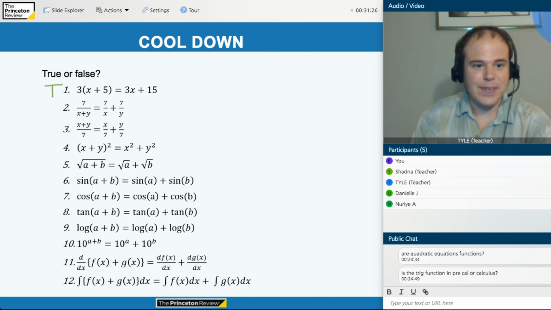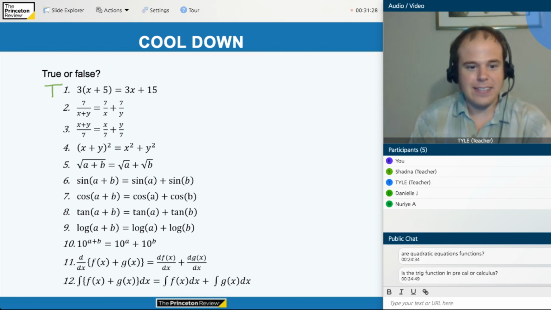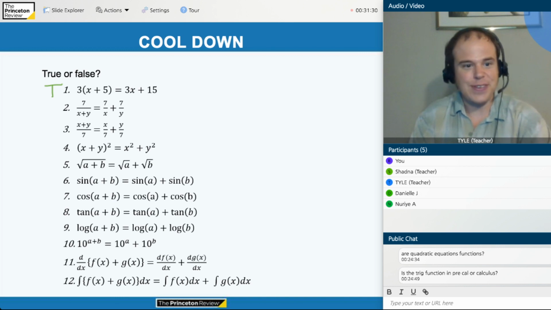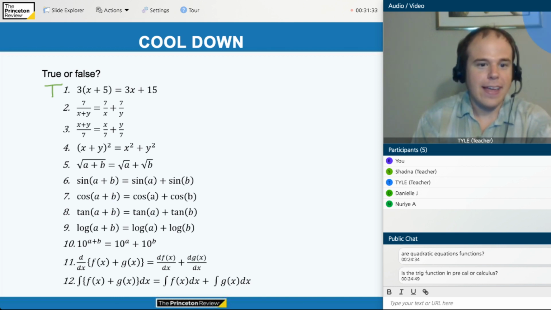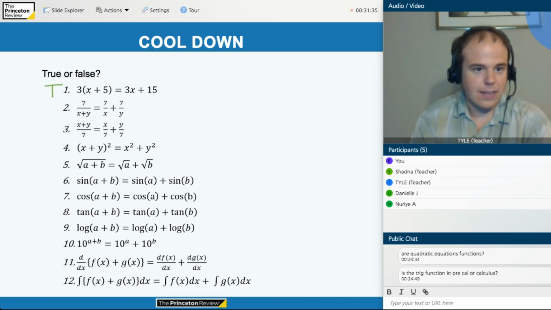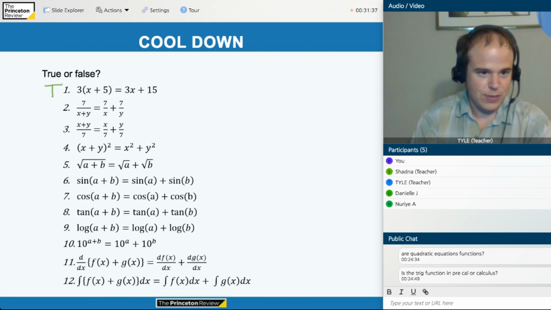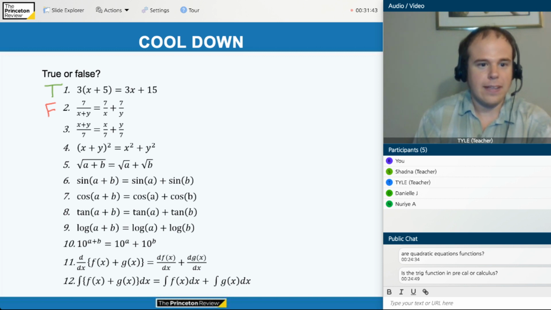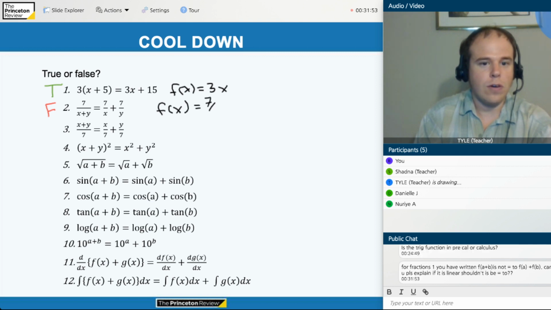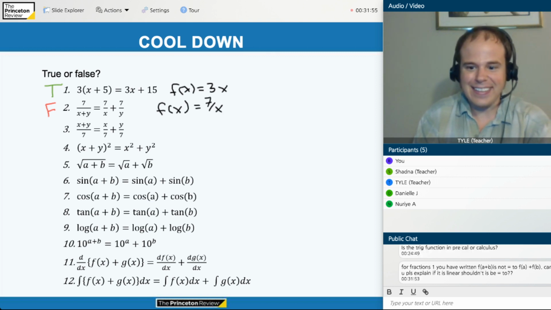Okay, we'll start going through these. It's okay if you hadn't finished double checking everything yet. The first one is true. We saw that f of x equals 3x is a linear function, and so this first one is true. This second one is false because, I'll mark this f of x equals 3x, the second one is false because we're relying on f of x equals 7 over x, which is not linear.